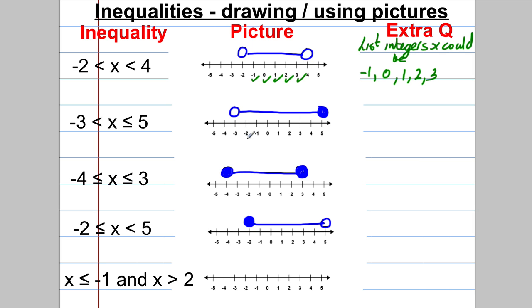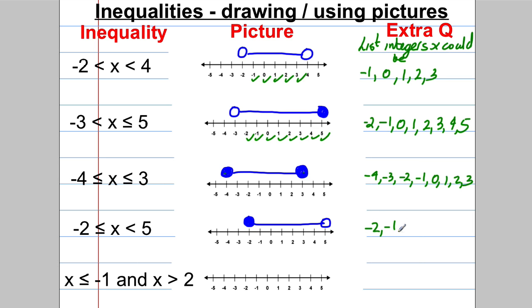What about in this case? Well, it can't be -3. It could be this, or this. So if they asked us to list the integers, we'd list -2, -1, 0, 1, 2, 3, 4, and 5. What about this? Well, in this case, because they're coloured in, it can be -4, -3, -2, -1, 0, 1, 2, and 3. What about this one? Well, it can be -2 because it's coloured in here. It can be -1, 0, 1, 2, 3, or 4, but can't be 5 because it's not coloured in here.